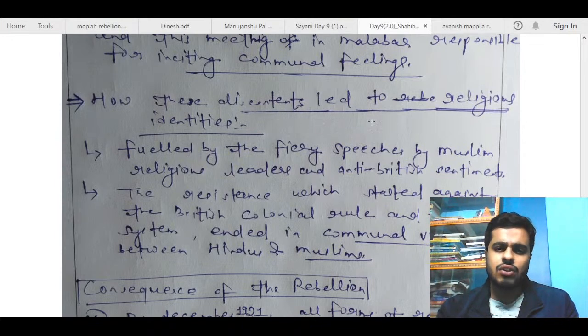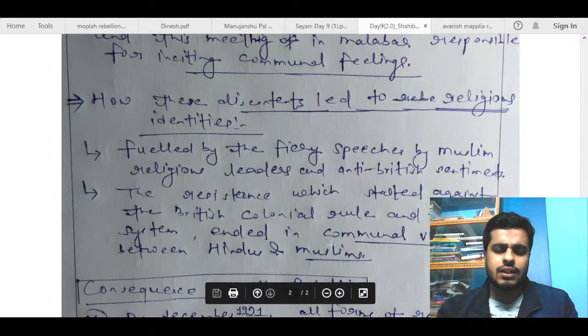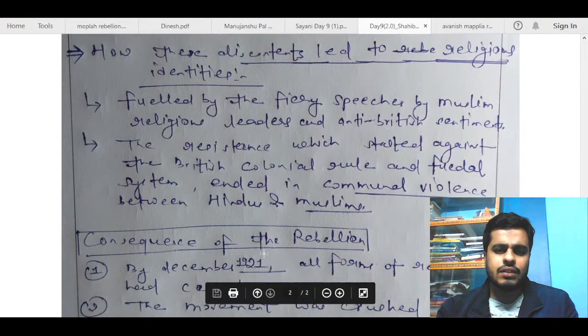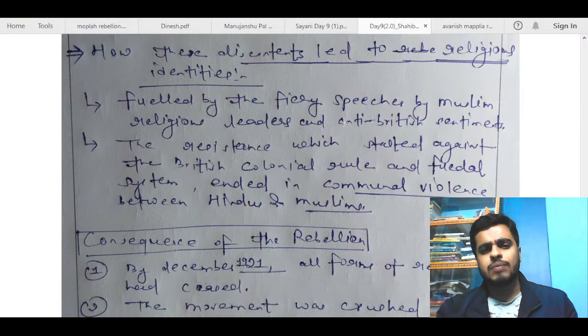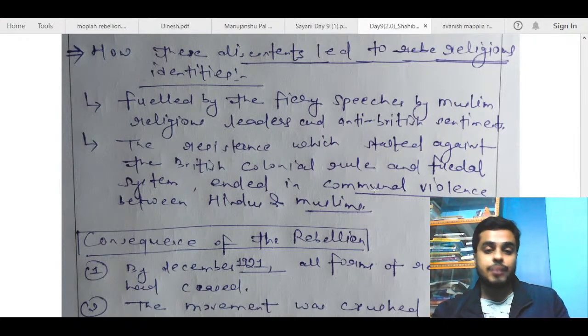Now, how their discontents led to religious identities fueled by fiery speeches. Okay, resistance which started against the British colonial rule and feudal system ended in communal violence. So okay, but here you can again talk about the role of both Hindus and Muslims. You can talk about how the Hindus were spying on the Muslims and were aligned with the British, which actually angered the peasants of the region, and on their part they started vandalizing and attacking the landlords and even the British police stations. So you can talk about those two things, like what was the role of both the classes in this period.